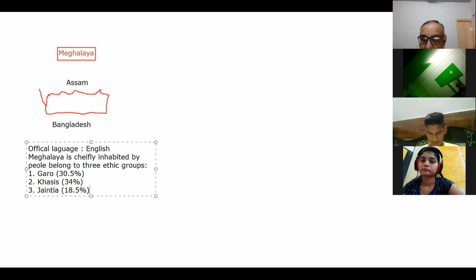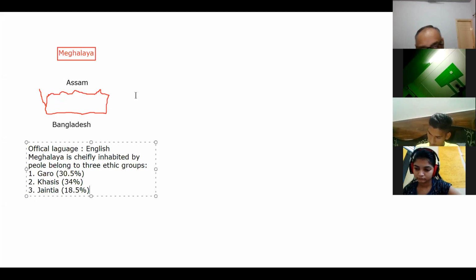And the major religion which is followed in the state of Meghalaya is Christianity. More than 75% of the population is following the Christian religion, right? And Hinduism is the largest minority religion in the state of Meghalaya, right? So you should bear this in mind.